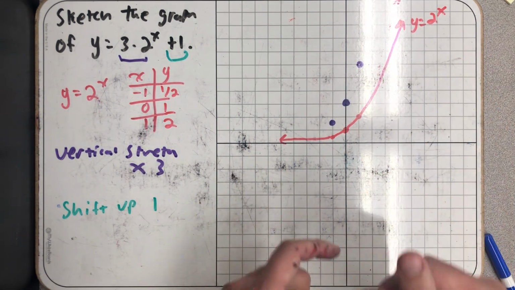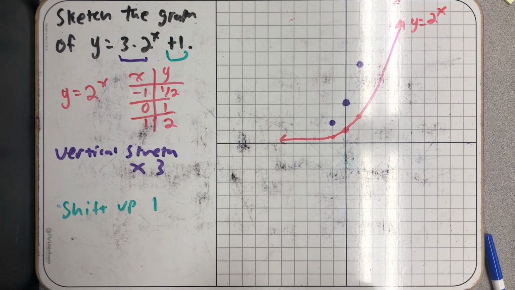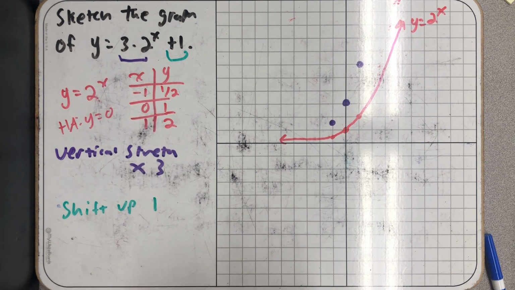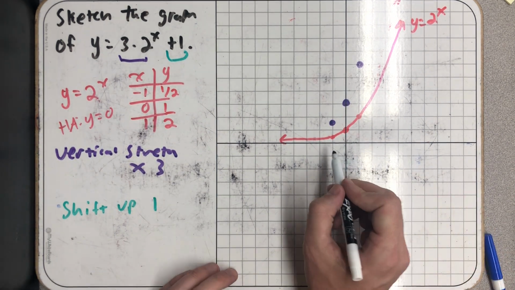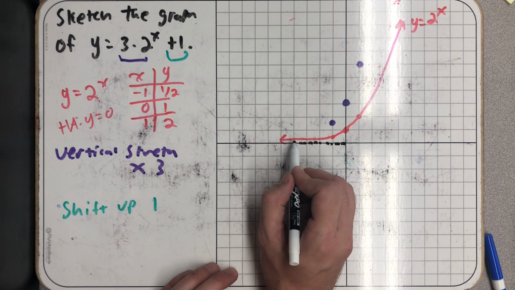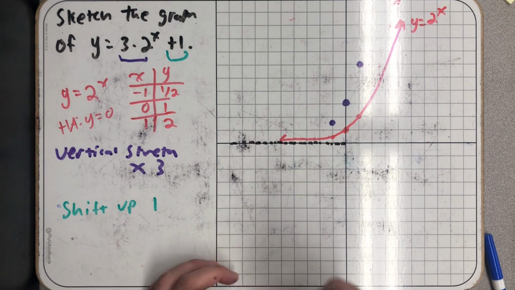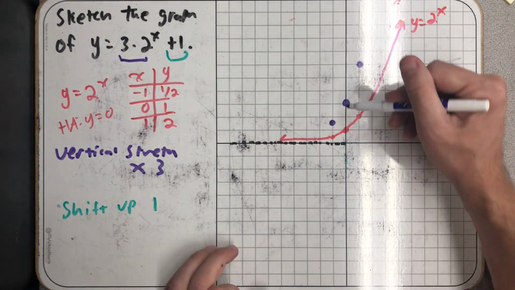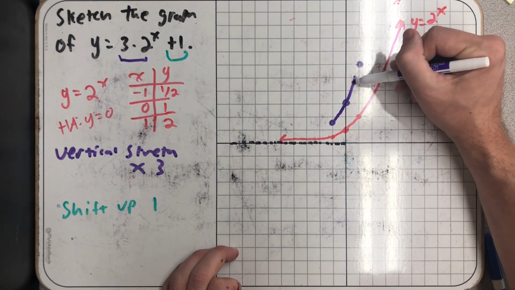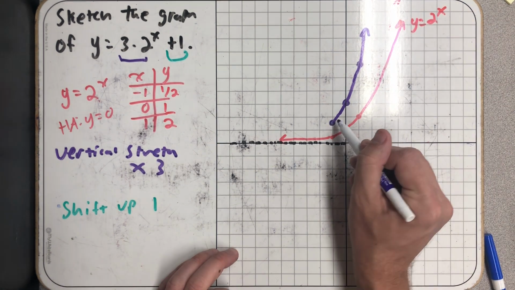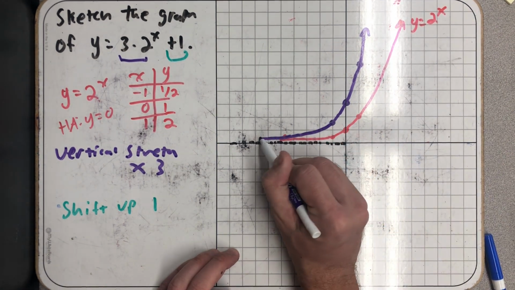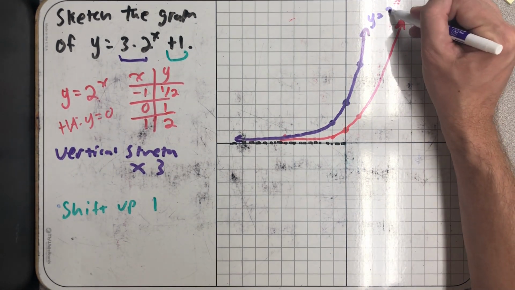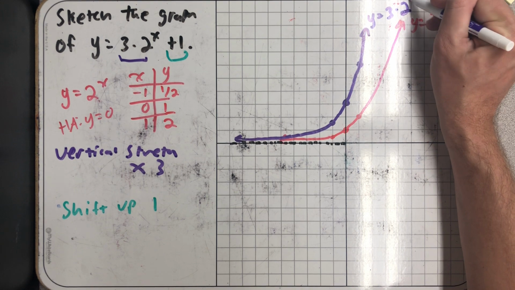The original graph has a horizontal asymptote at y equals 0. I should have mentioned this earlier. It's worth noting that if I multiply and just stretch, the things near 0 would stay near 0. And so as I stretch this by a factor of 3, my horizontal asymptote wouldn't move through just that transformation. So this would be the graph of y equals 3 times 2 to the x power.